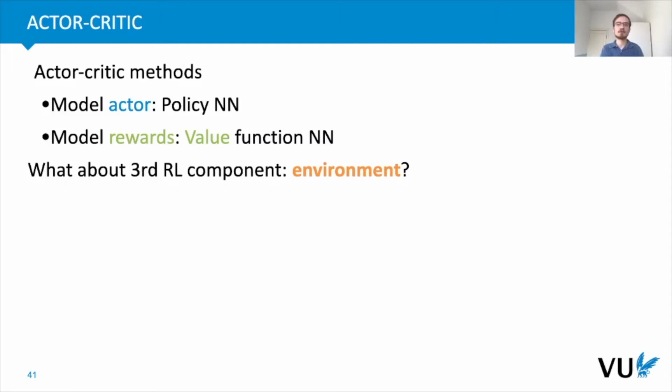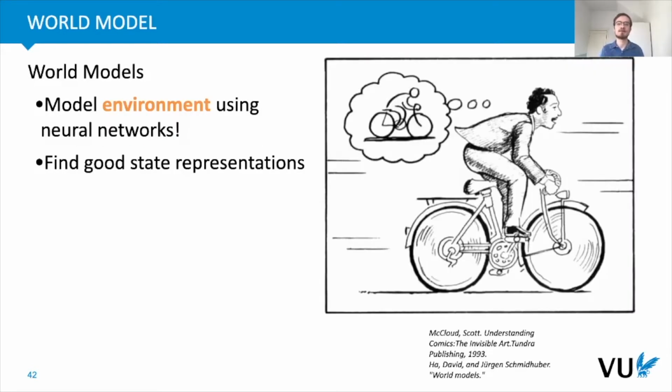But what about modeling the environment? We have not seen any method that actually models the environment as well. So we've seen ACTOR-CRITIC that does modeling actions and modeling rewards. And now we're going to look at how we can model the environment as well. This is part of the world models research line. Here we are going to use neural networks to model the environment.